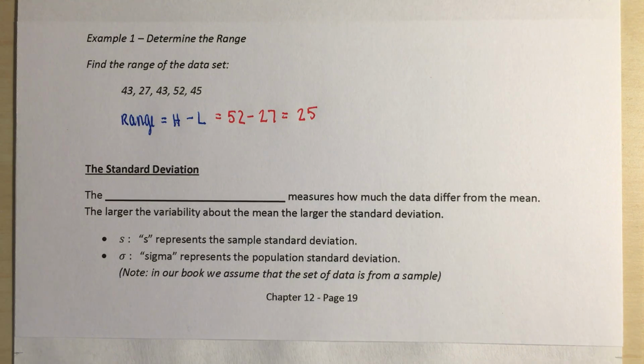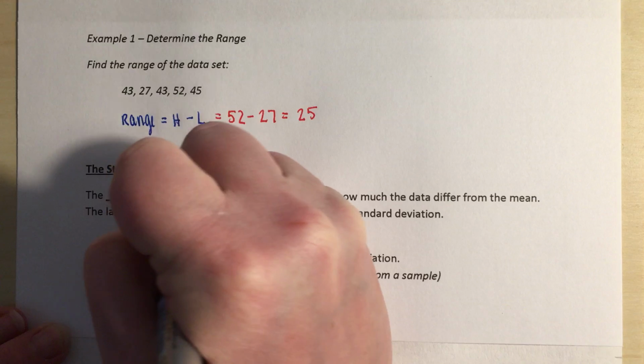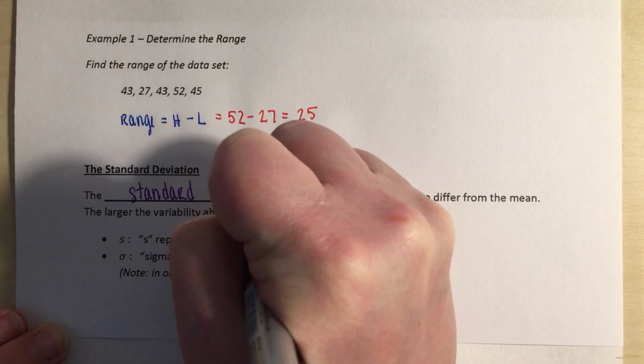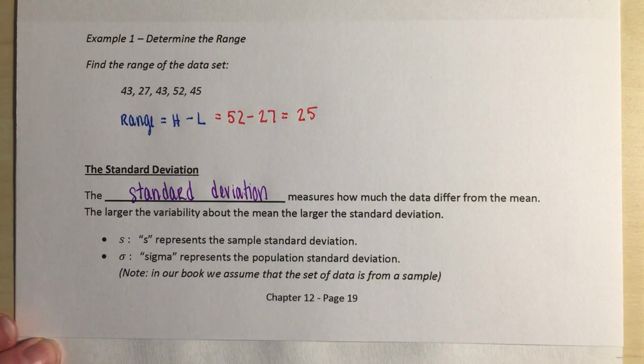Well, to contrast how easy it is to find our range, which is our total spread of our data set, our standard deviation is a significantly longer process that we're going to go through. So the standard deviation measures how much the data differ from the mean.